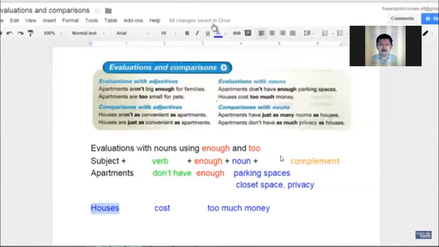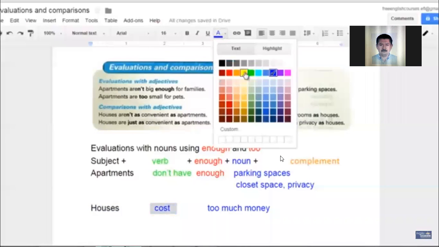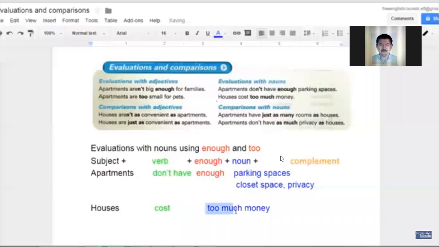So if we can think of this, I'm going to follow the pattern there. Houses cost, that follows the verb. And then in this case, I want you to notice what happened. So we include too much money.